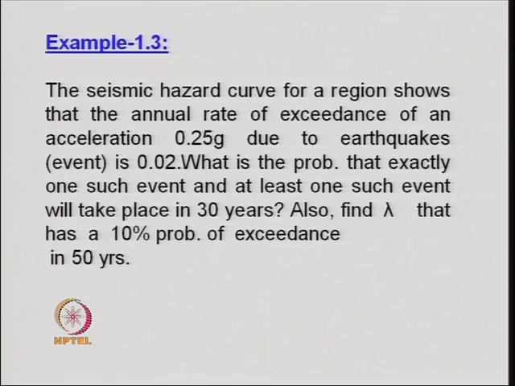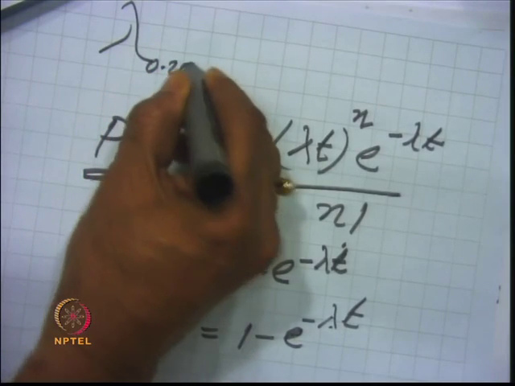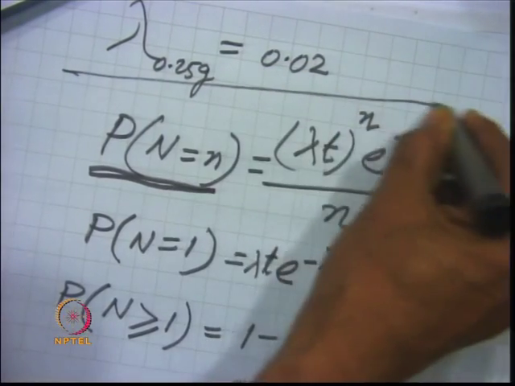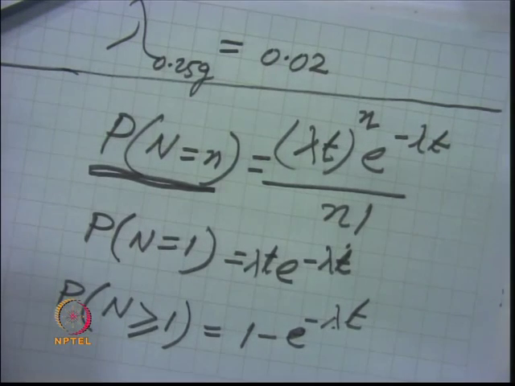Now let's look into the next example, which is a very simple, straightforward example in order to clarify the temporal distribution of the earthquake, which is assumed to be a Poisson model. So here the problem is: the seismic hazard curve for a region shows that the annual rate of exceedance of an acceleration 0.25 g due to earthquake is 0.02, that is lambda 0.25 g is given as 0.02. So from the hazard curve that is plotted for the region, we get these values.